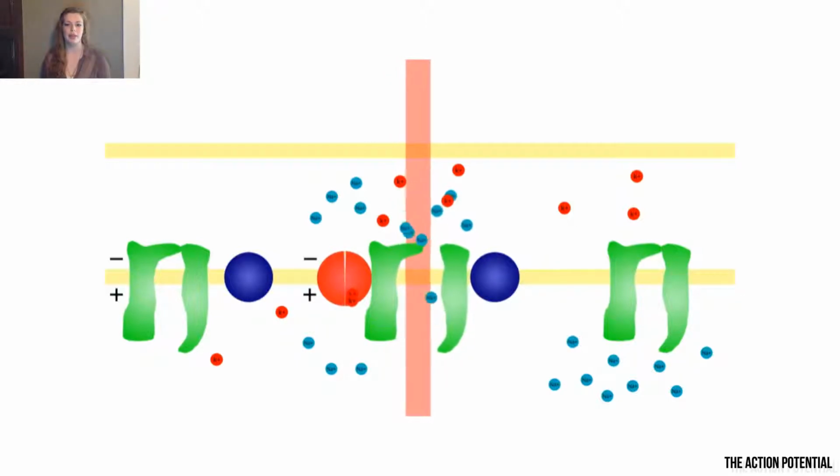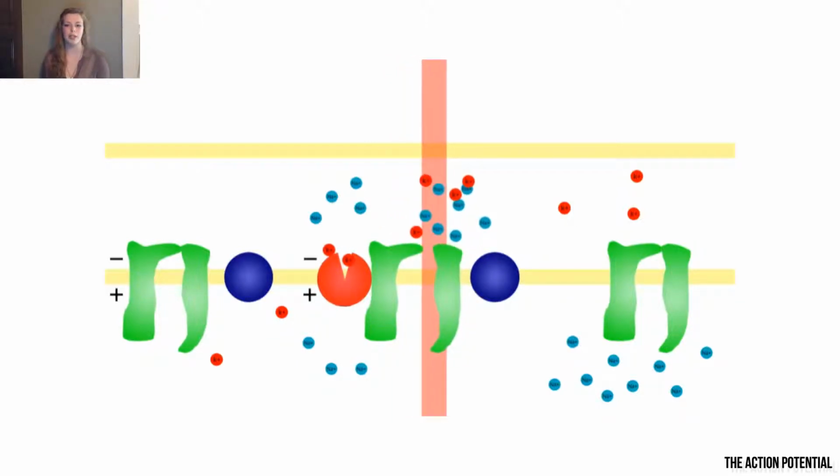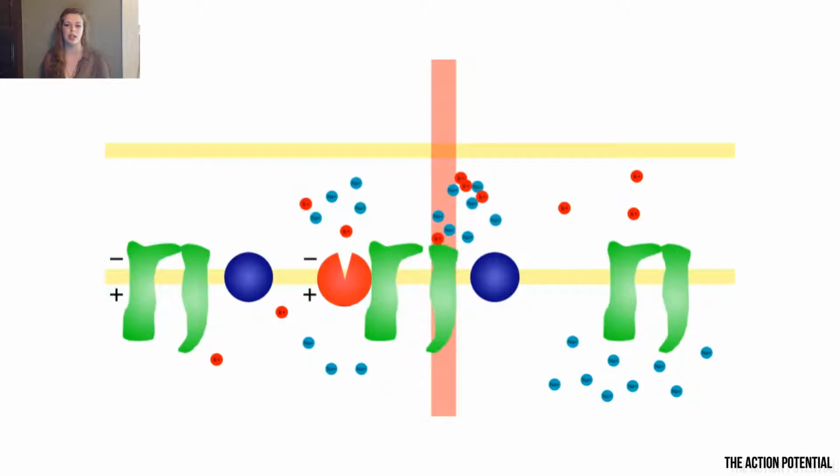With the help of ATP, the sodium-potassium pump grabs 3 sodium ions and diffuses them out of the cell, and in return diffuses 2 potassium ions back into the cell. This pump keeps working in this manner, eventually restoring the original concentrations of the 2 ions.